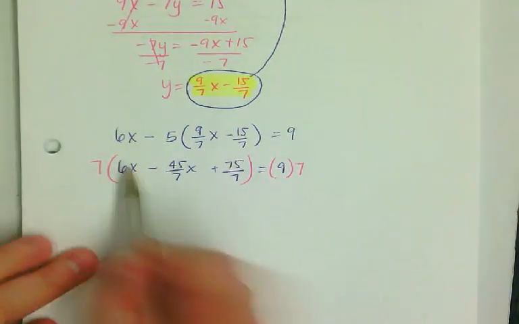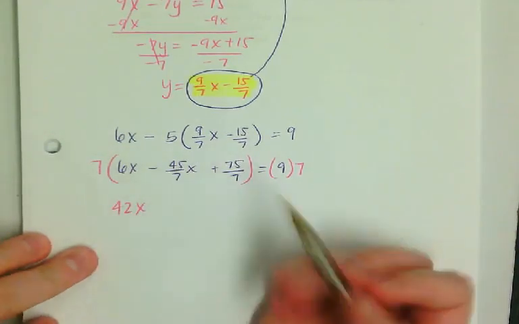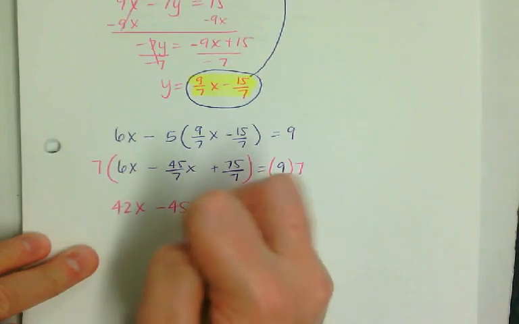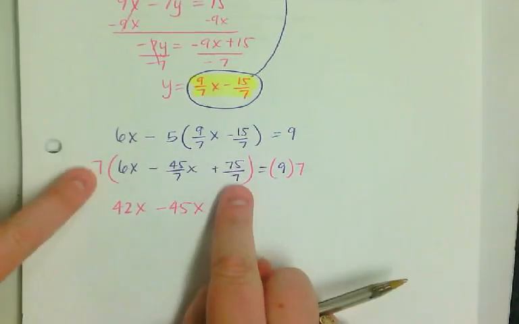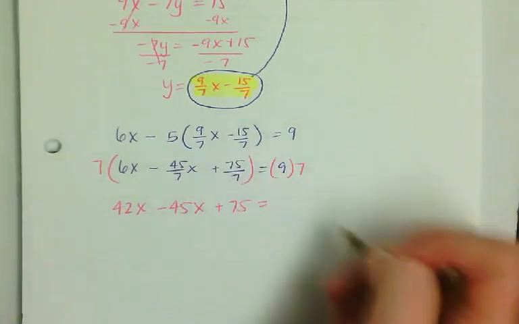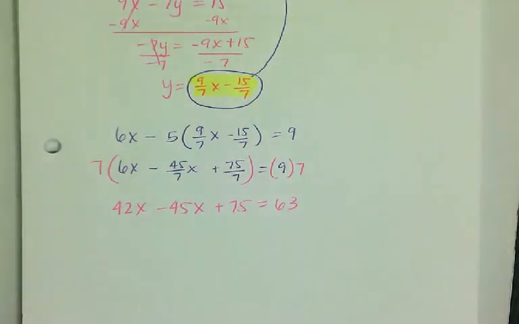So 7 times 6x would be 42x. 7 times negative 45/7 x, my 7's would cancel. I would just have minus 45x. Same thing here. When I multiply by 7, my 7's cancel. I have 75. And over here, 9 times 7 is 63. So now it's not so ugly. We just have our equation. They're pretty decent sized numbers, but it's okay.